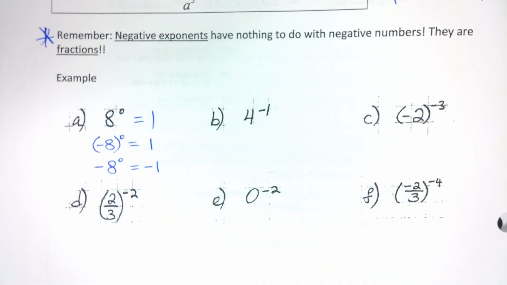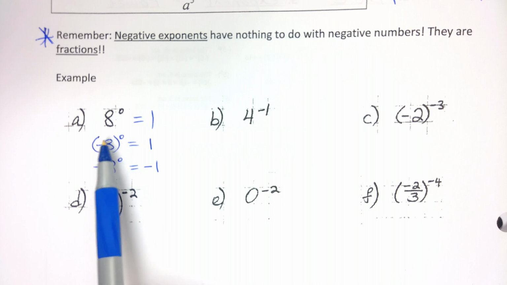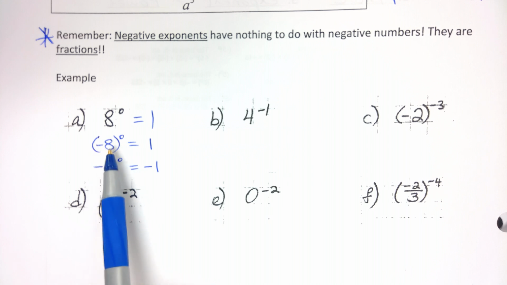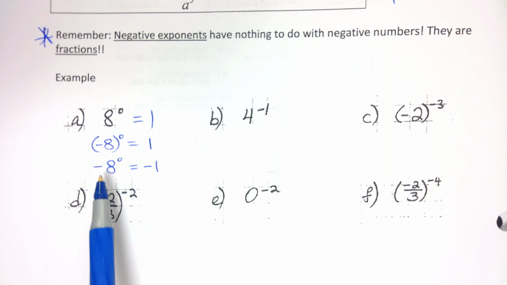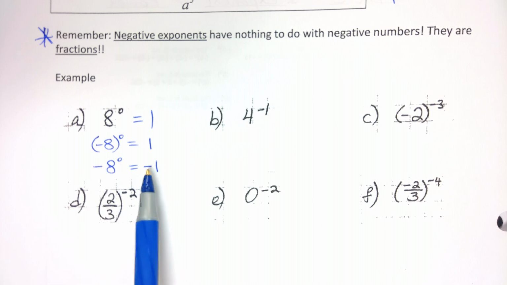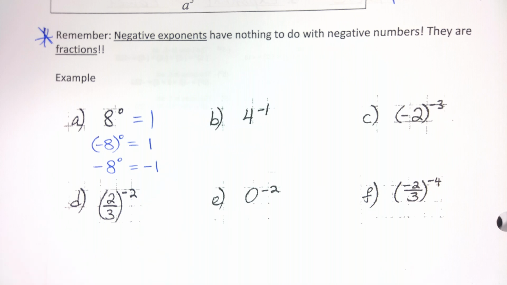Negative 1. Yeah. Alright, why? Well, if you take a look at these two, notice the difference. This one, your base is negative 8, and so your whole base is raised to the power of 0. But here, your base is just 8. 8 is raised to the power of 0. So not the negative sign. So that's why it's negative and then 1, so you get negative 1. Okay, so this was a tricky one. A lot of people get tricked with this.